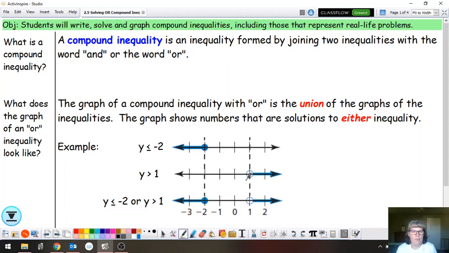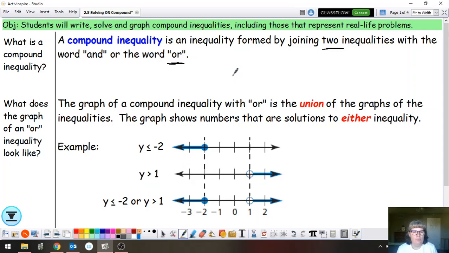Hi, it's Mrs. Scarple, and in this video we're going to be looking at the OR compound inequality. Mrs. Bierman in her video went over the AND compound inequality. So just a reminder that a compound inequality is an inequality formed by joining two inequalities with the word AND or the word OR. And in this video we're going to focus on the ones with OR.